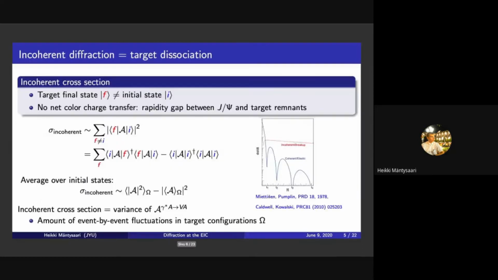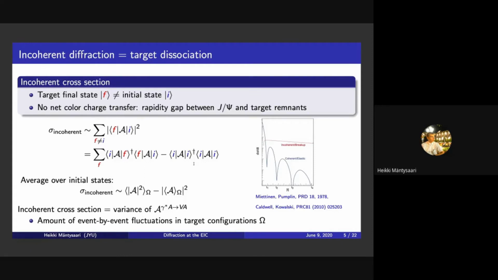On the other hand, I can consider a process where my final state, proton or nucleus, is different from the initial state. So basically I allow it to break up, but still require that there is a rapidity gap between the target remnants and the produced vector meson. So schematically I can write the cross section such that I have a transition from initial state to final state, and the final state is different from the initial state. And this I can of course write by first allowing all the possible final states and then subtracting the case where the initial and final states are the same.